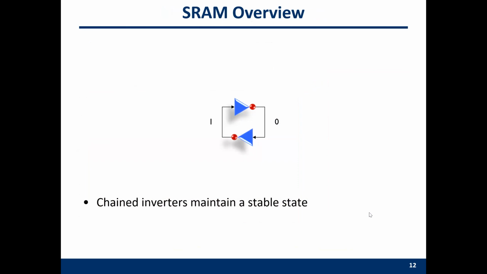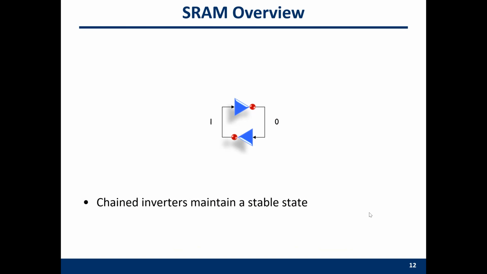So one component, the core of SRAM, includes just two inverters. The output of the first inverter is connected to the input of the second, and the output of the second inverter is connected to the input of the first inverter.